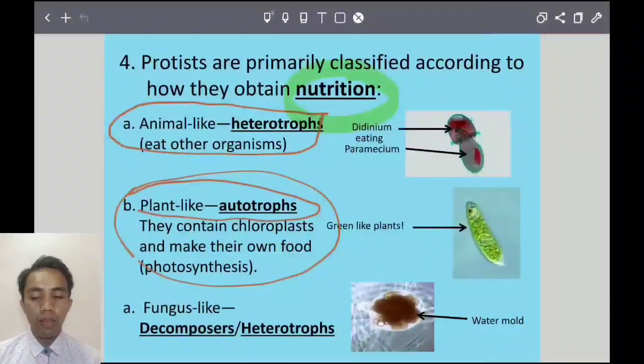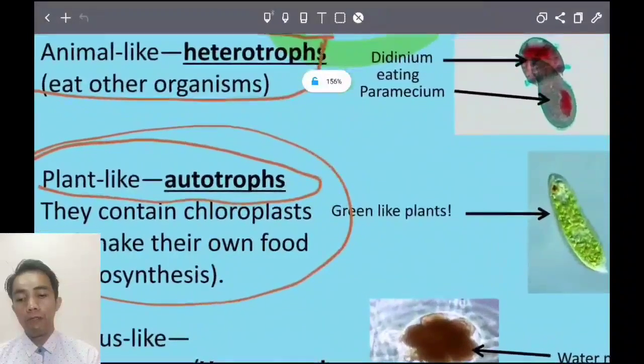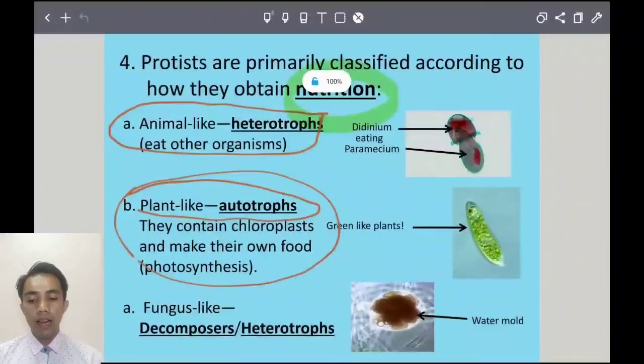Let's go to number 4. For number 4, protists are primarily classified according to how they obtain nutrition. Letter A, animal-like heterotrophs. We have an example here, paramecium. They are eating other organisms. Letter B, plant-like or autotrophs. They obtain chloroplasts and make their own food using the process of photosynthesis. And letter C, fungus-like, they are decomposers or heterotrophs.